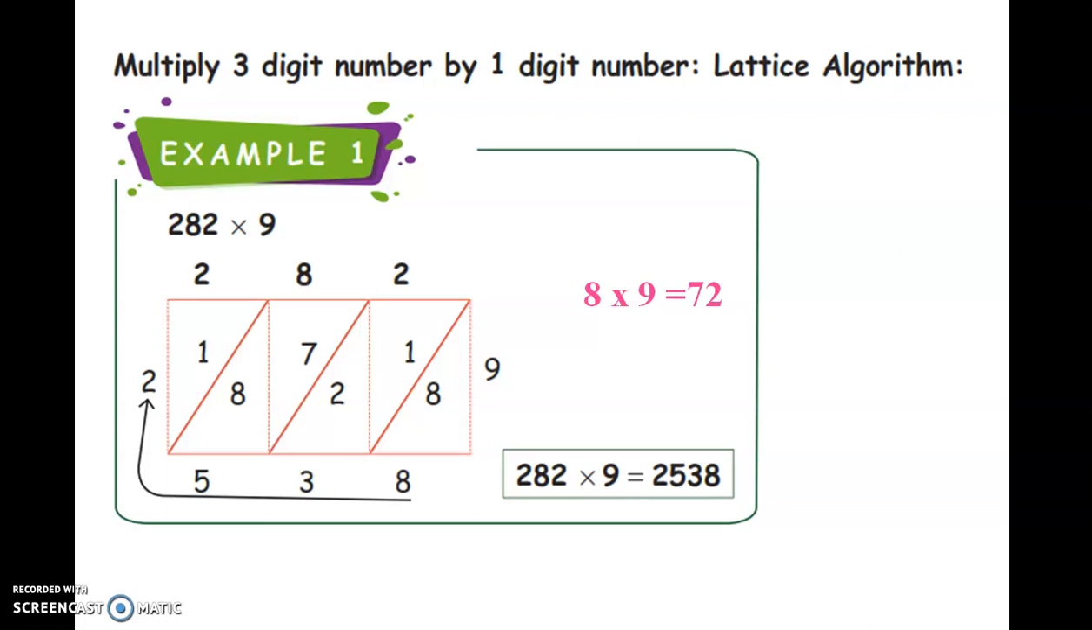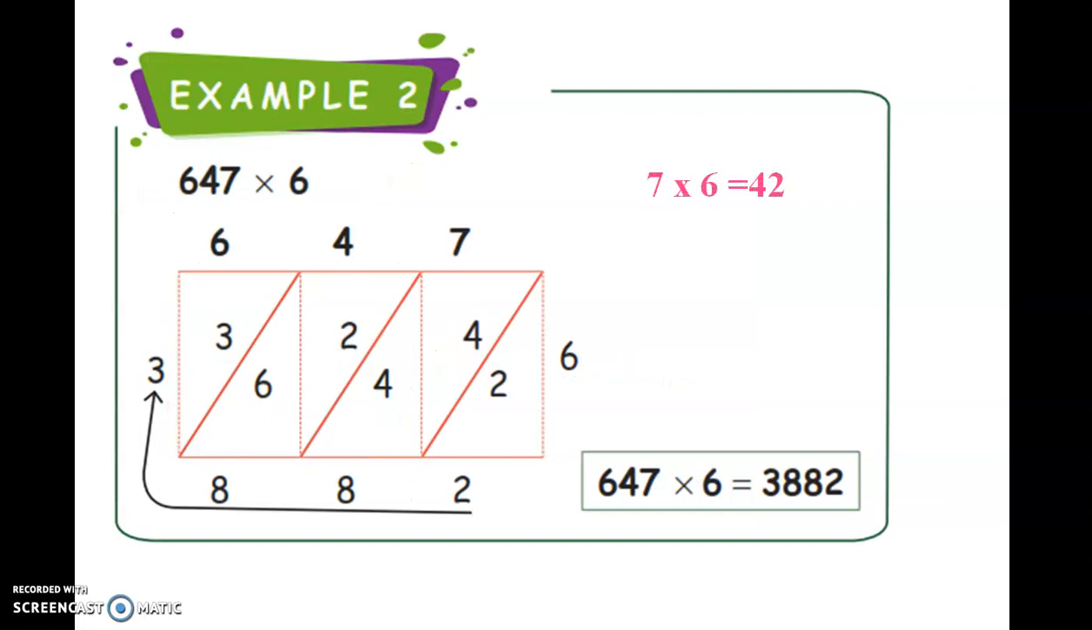And 8 into 9 is equal to 72. Then we put the 7 at the top and 2 at the lower. Now 2 into 9 is equal to 18. Now we put the 1 at the top and 8 at the lower. We have to add the numbers. Okay friends, the answer is 2538. Next example you can see on the screen.